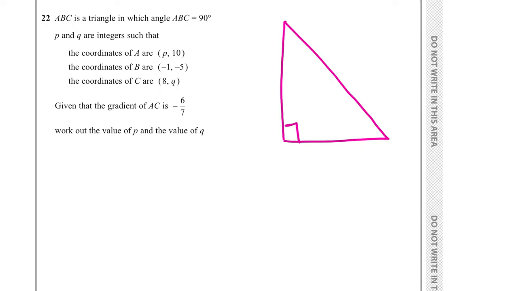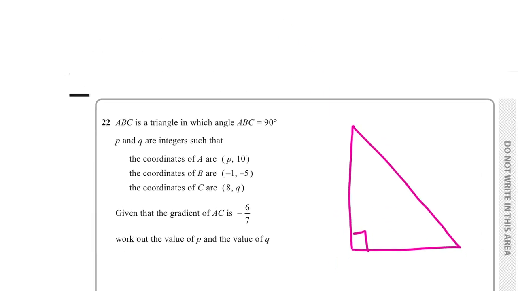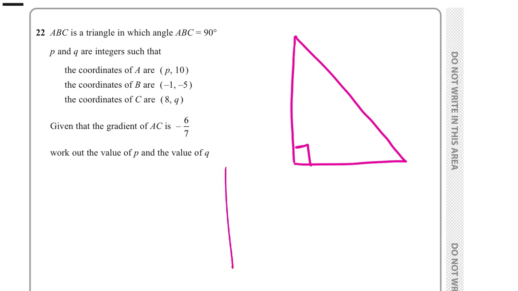The coordinates at A are P, 10. Now, this is where sometimes it gets a bit funny in my head, because now I've drawn a right angle triangle, but it might not make sense with the coordinates we have. So even though I've drawn this, I might change it up now. What I like to do is play imagination. This is my coordinate grid. P, who knows what P is? I'm just going to bring it here, 10. It's A. B is -1, -5. C is 8, Q.